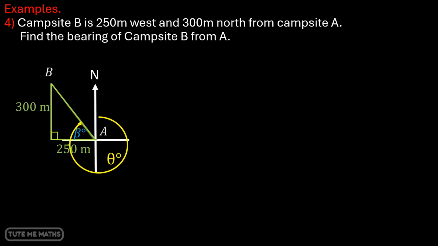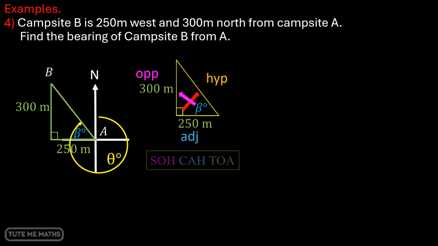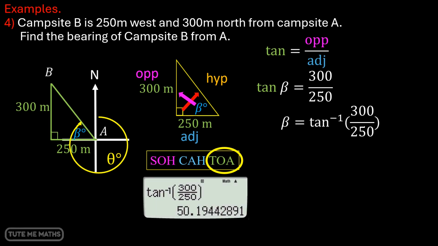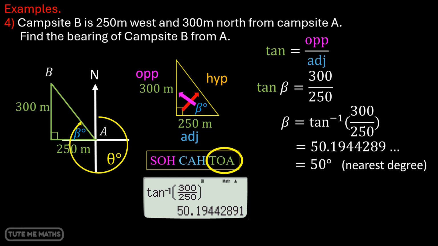Following our reliable process, we find that the tan ratio for this angle must equal 300 over 250. The inverse tan function, pressing shift then tan, will reveal the size of the angle. Rounding to the nearest degree is sufficient unless told otherwise, so beta is 50 degrees. Now we can easily find the value of theta by adding the extra 270 degrees, revealing that the bearing of campsite B from A must be 320 degrees.